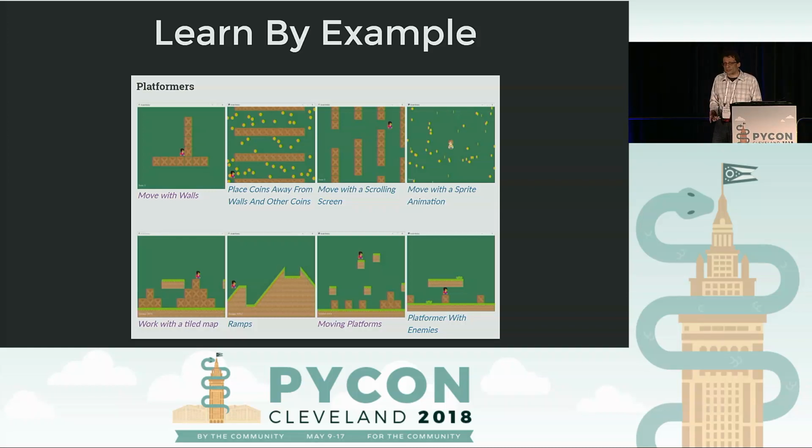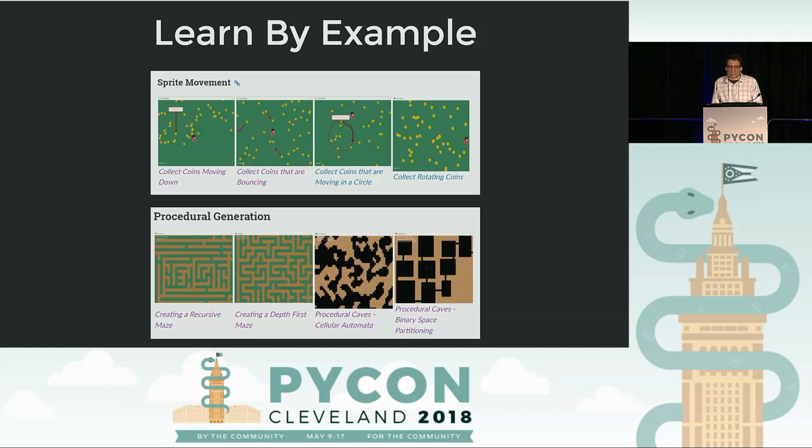You can do scrolling screens. Scrolling screens are really easy if you want a side scroller or a top down where you only see part of the world at a time. Not difficult at all. You can animate sprites, get their little feet to move, get the coins to spin, that type of thing. You can use a map editor, do ramps, platforms. There's a lot. You can also, besides having sprites move down, have them bounce, move in circles. You can have them rotate.